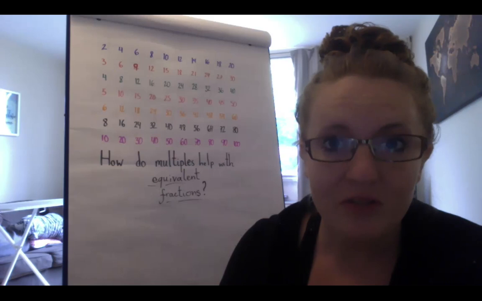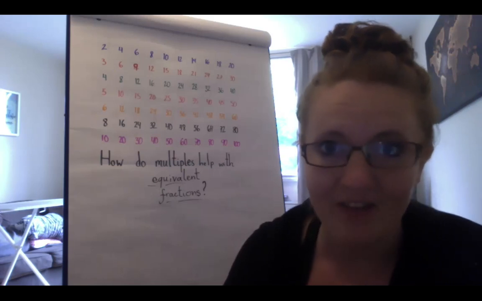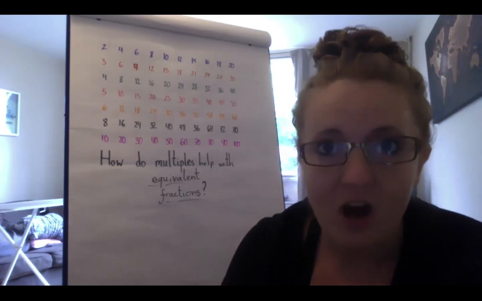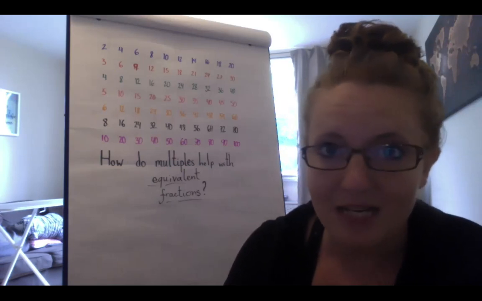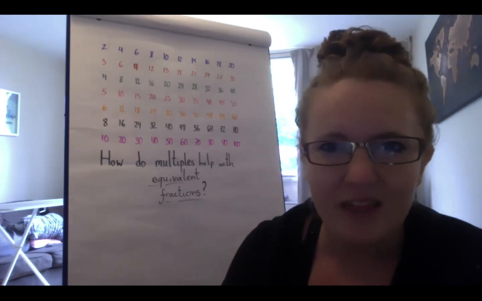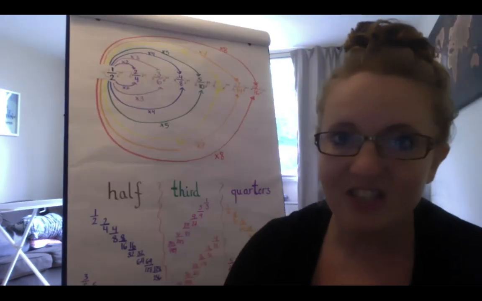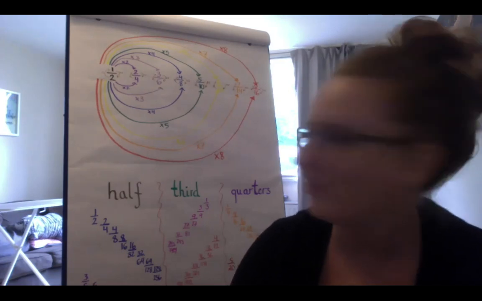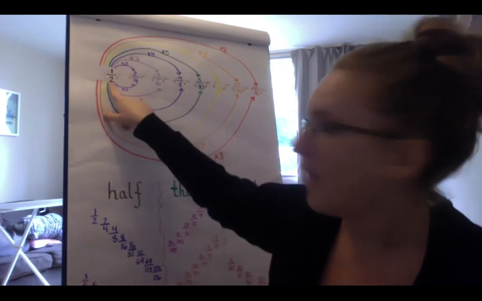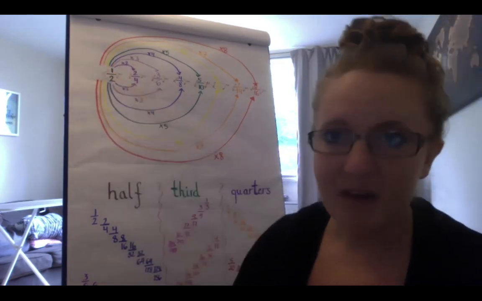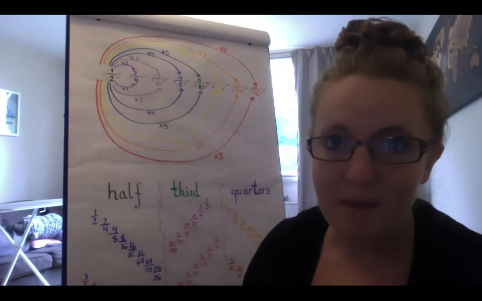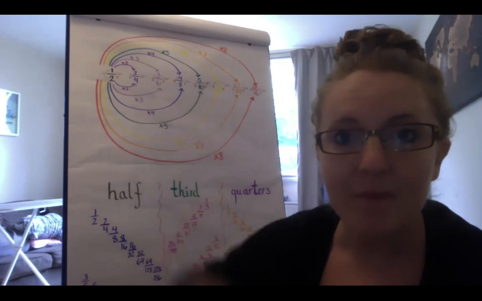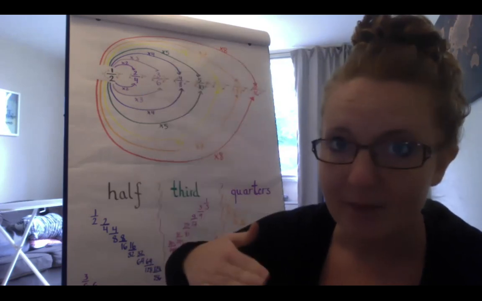Well, we can use multiples to see if we have an equivalent fraction. If the numerator and denominator are part of the same multiple, they might be equivalent fractions. Let's have a look at this a bit clearer. Here, I've done an example of your challenge, and this is what we call a rainbow equivalent fraction. You can see that I've started with a half. Now, it's very important with equivalent fractions that you remember what happens to the top must happen to the bottom. So whatever happens to the numerator must happen to the denominator.